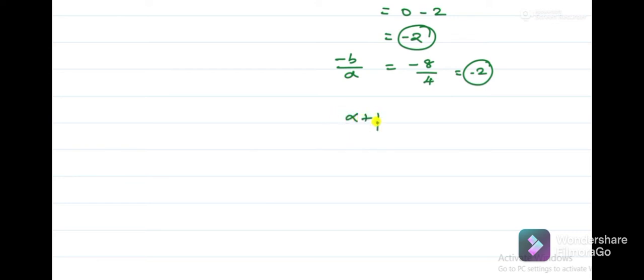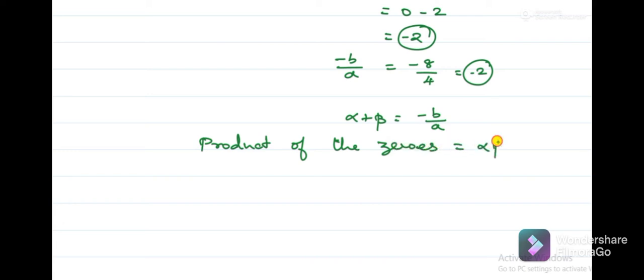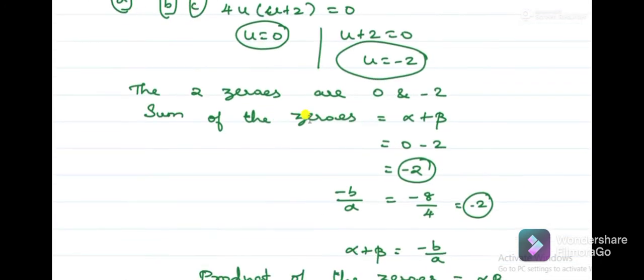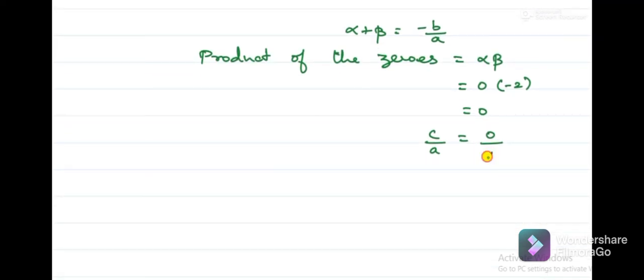Find out the product of the zeros. Product of the zeros is equal to alpha into beta, 0 into minus 2. Anyway, it is 0. C by a is equal to 0 by 4. C by 4 is again 0. Hence, product of the zeros alpha into beta equal to c by a. It is verified.